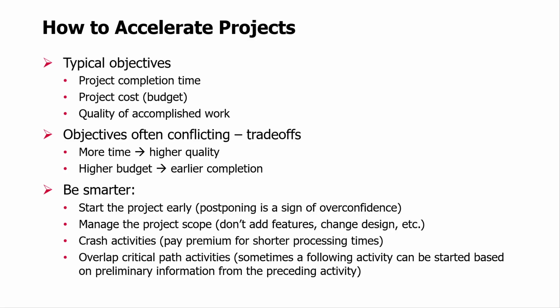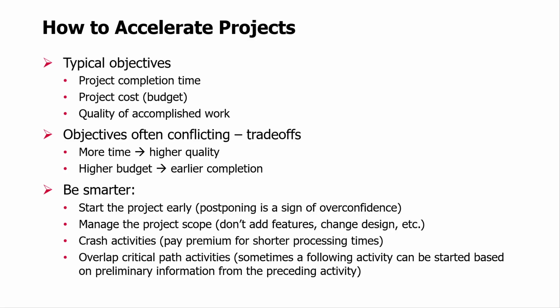How to accelerate projects. Typical objectives in projects are minimizing project completion time, but also minimizing the cost of the project, or actually making sure the project's budget is not exceeded. Also, an important objective that has to be taken care of is the quality of accomplished work. Often, if you try to push for short completion times or low cost, you might actually compromise quality.